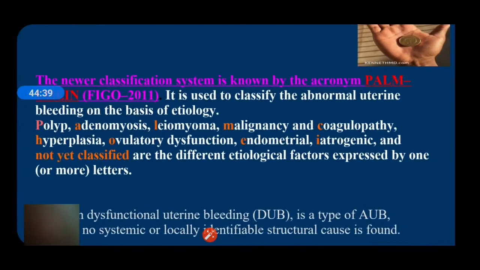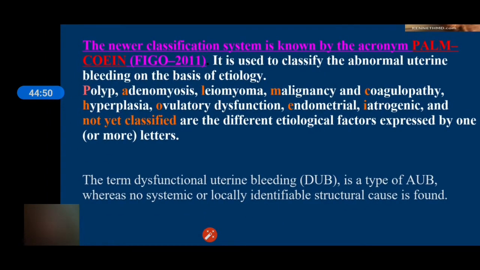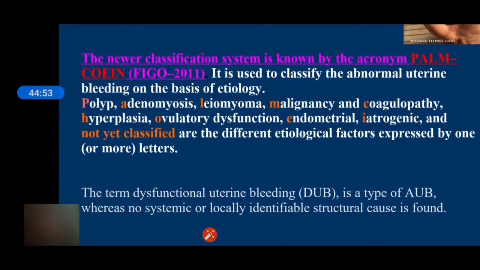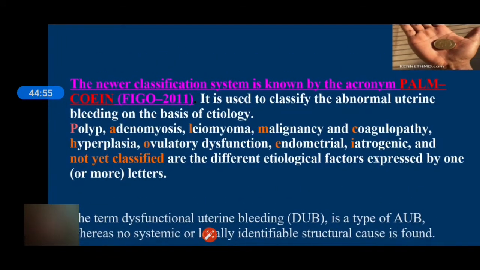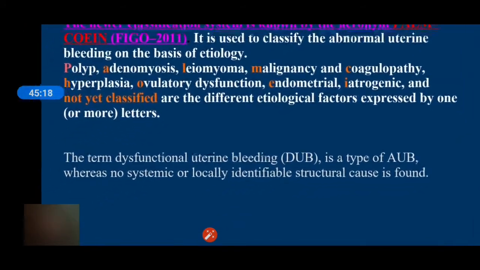The newer classification system, the acronym PALM-COEIN, was given by FIGO in 2011. It is used to classify abnormal uterine bleeding on the basis of its etiology or causes. Each letter indicates some pathology. P for polyps, A for adenomyosis, L for leiomyomas. Leiomyomas are nothing but fibroids. M for malignancy, C for coagulopathy, O for ovulatory dysfunction, E for endometrial causes, I for iatrogenic, and N for not yet classified. They are the different etiological factors expressed by one or more letters.